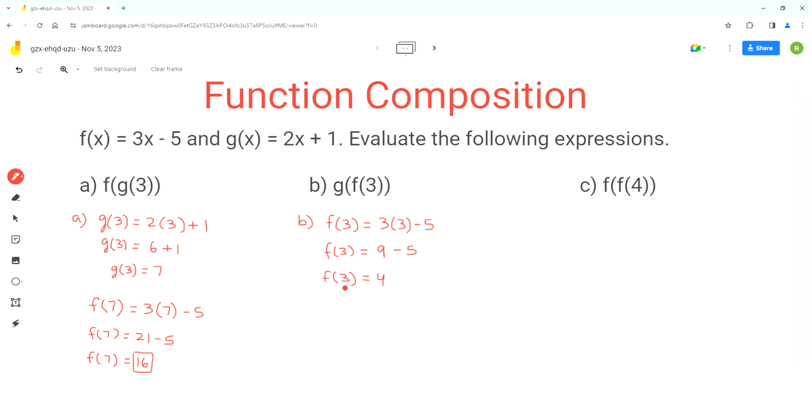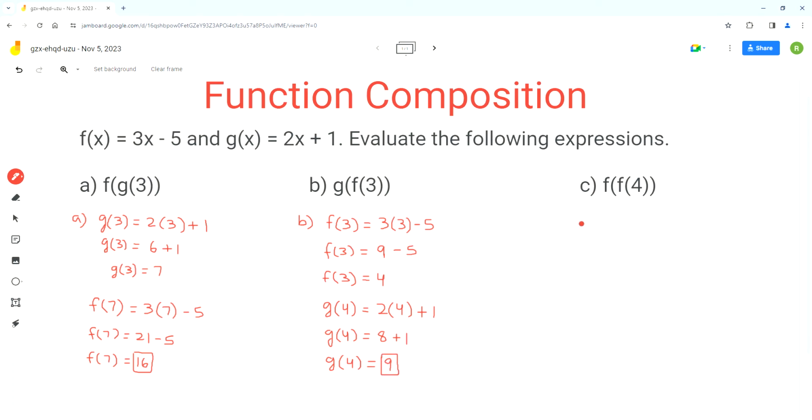So we'll sub in f(3) equals 4 in this given expression. So we get g(4). Now we have to evaluate g(4), and for that we'll sub in x as 4 in the g equation. So it becomes 2 times 4 plus 1. So g(4) is equal to, 2 times 4 is equal to 8, and then 8 plus 1 is equal to 9. So g(4) is equal to 9. The final answer for this question is 9.